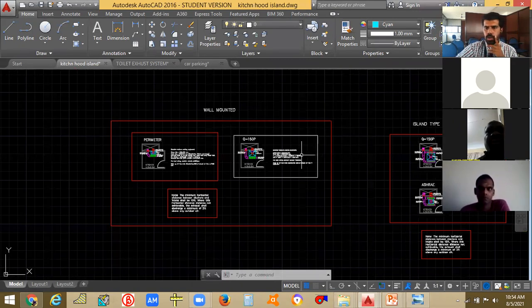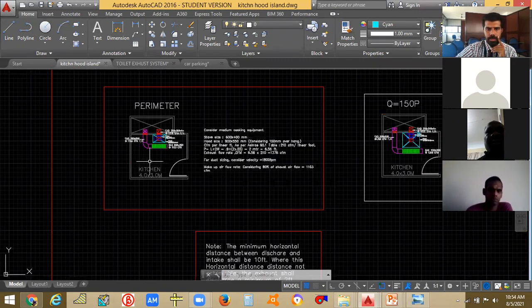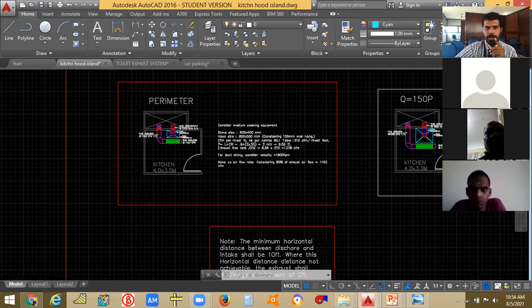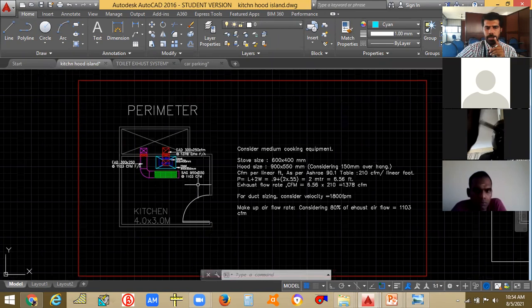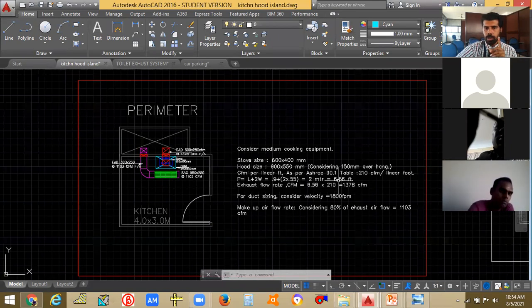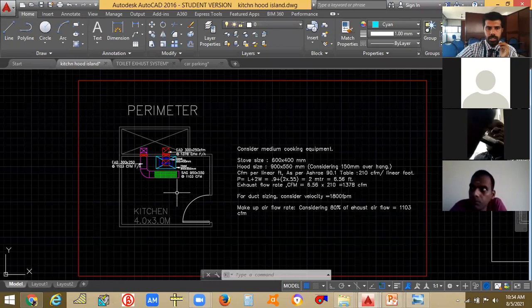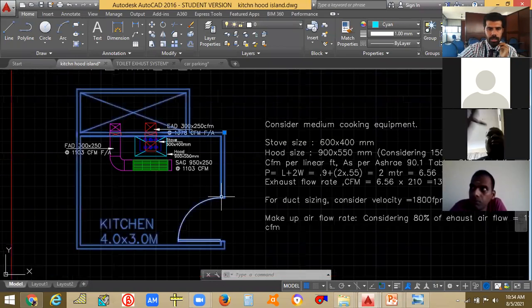First, I will show the wall mounted type. Okay. This wall mounted type I have drawn with the help of the ASHRAE method. You might be knowing the ASHRAE method, right? The overhang, how much extension should be given. Okay. So this is the kitchen. This area is the kitchen, and this X shows the chimney or something like that.